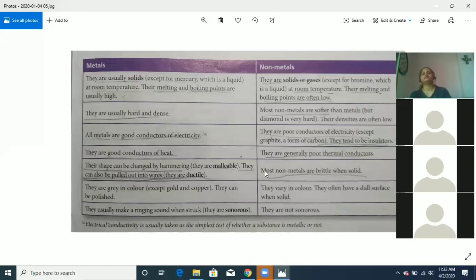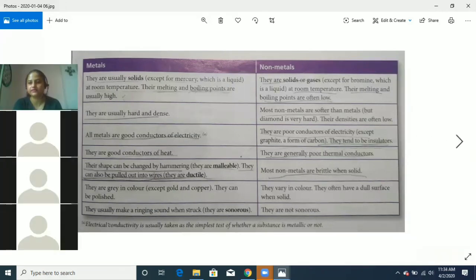Okay. Metals have a lustrous surface. They have a shiny surface when they are rubbed with some material, or they can be polished. But non-metals are not shiny, they are not lustrous. Exception: iodine. Iodine has a lustrous surface. Metals are sonorous, means they create a ringing sound, but non-metals do not create any ringing sound.